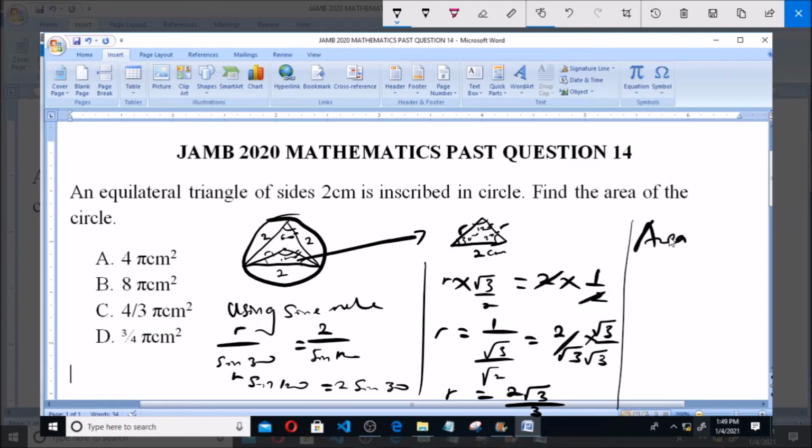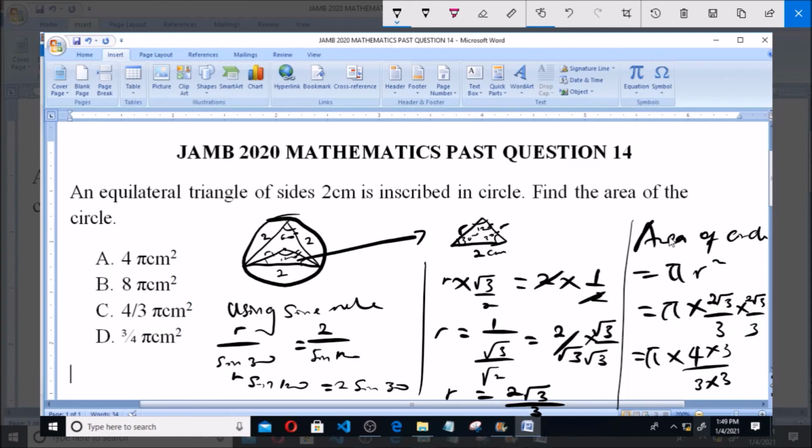Now the area of the circle, like we know, the area of a circle is equal to pi R squared. So this is equal to pi multiplied by 2 root 3 over 3 multiplied by 2 root 3 over 3, which is the radius of the circle. So this is equal to pi multiplied by 2 times 2, which gives us 4, and root 3 multiplied by root 3 will give us 3, all over 3 times 3. Now the 3 cancels the 3, so therefore this is equal to 4 over 3 pi cm². So the area of this circle is 4 over 3 pi cm², and that is option C.